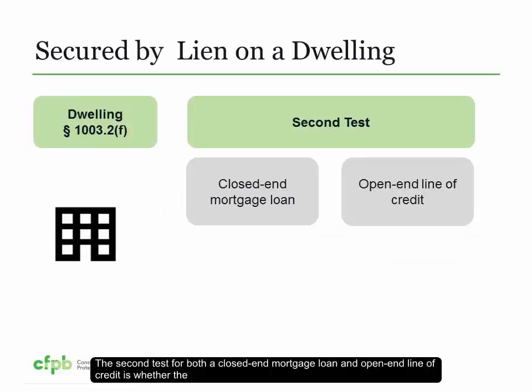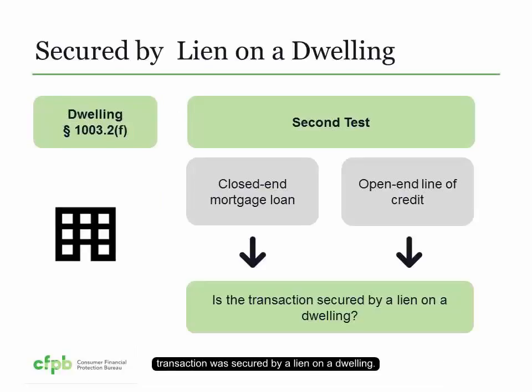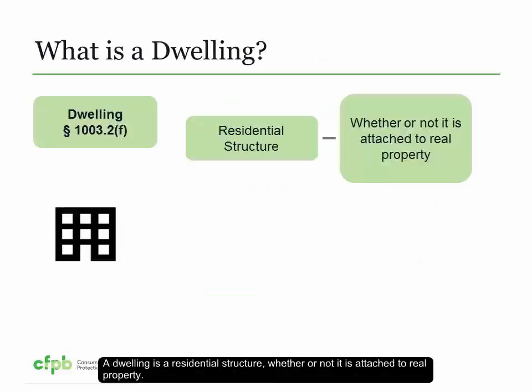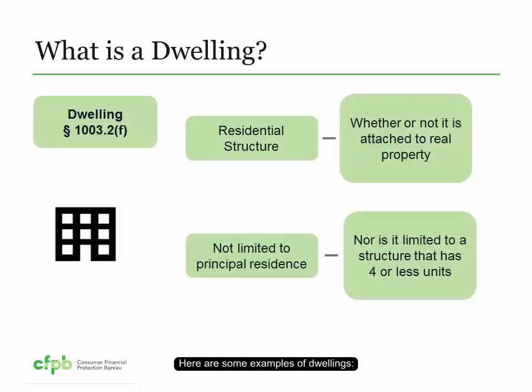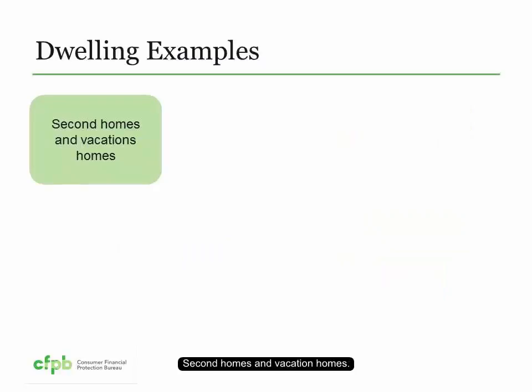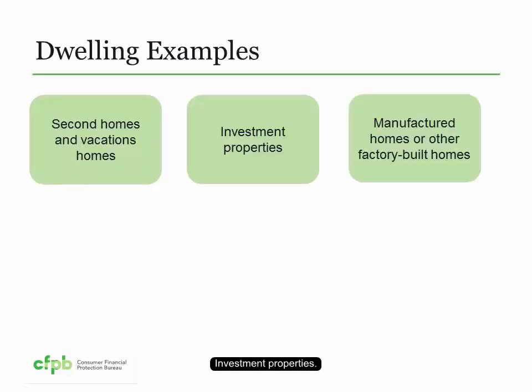The second test for both a closed-end mortgage loan and open-end line of credit is whether the transaction was secured by a lien on a dwelling. A dwelling is a residential structure whether or not it is attached to real property. A dwelling is not limited to a principal residence, nor is it limited to a structure that has 4 or less units. Here are some examples of dwellings: second homes and vacation homes, investment properties, manufactured homes or other factory-built homes.